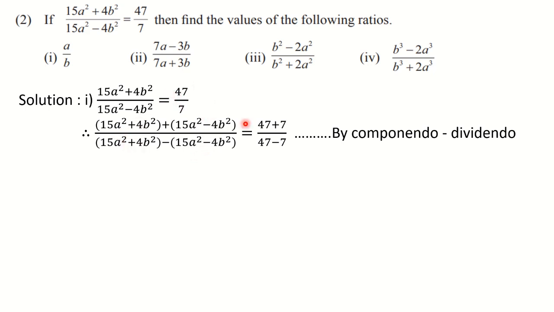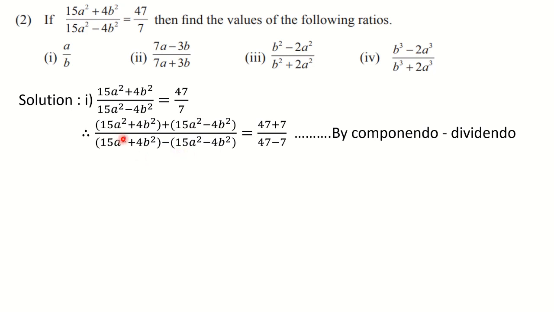Similarly, we have to do it on the right hand side also. So (47 plus 7) upon (47 minus 7). Don't forget to write down the reason. Writing the reason is very important here, to show which operation you are performing. So write down "by componendo dividendo." You can write it in the middle also, that by componendo dividendo we are doing this step.